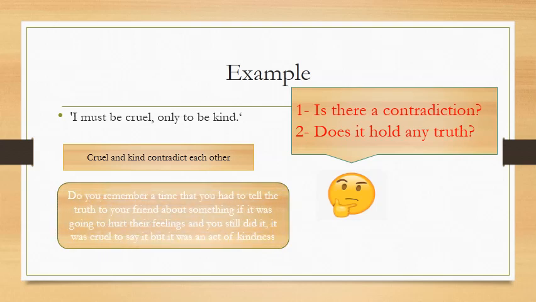I'll give you a hint. Do you remember a time when you had to tell a friend about a specific thing that he or she was doing wrong? It sounded very mean in the beginning, but why did you do it? You did it in a way so you could be kind to a friend, so you could tell him that he's making a big mistake and has to be careful. It sounded cruel to your friend in the beginning, but the purpose of it was an act of kindness.